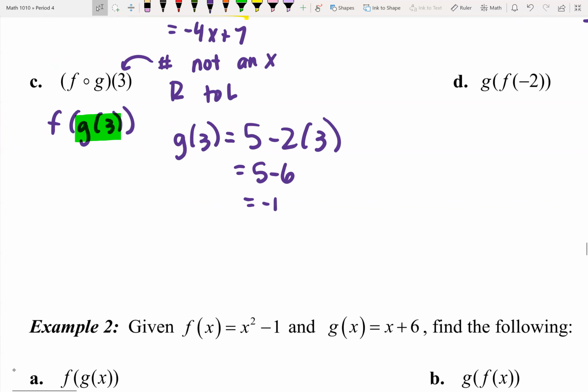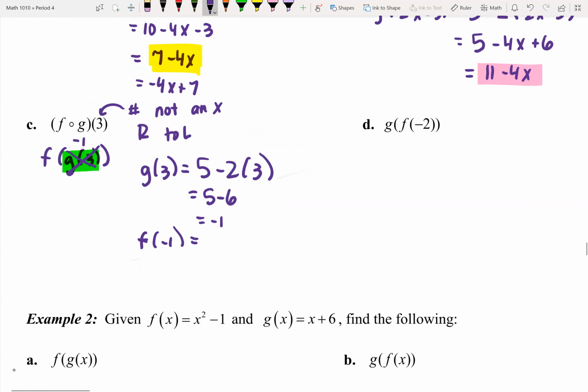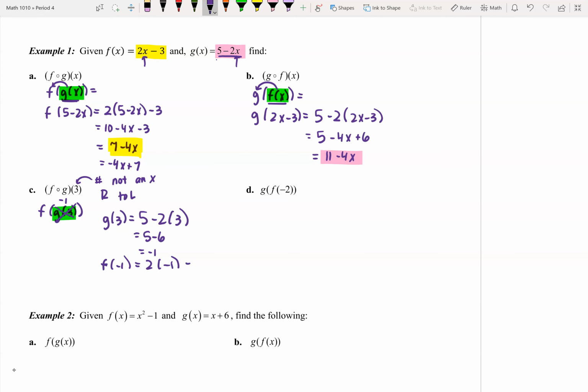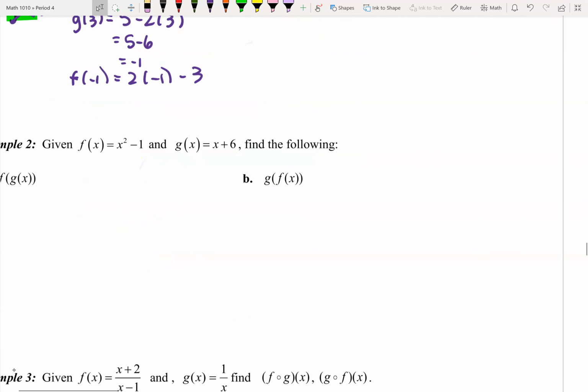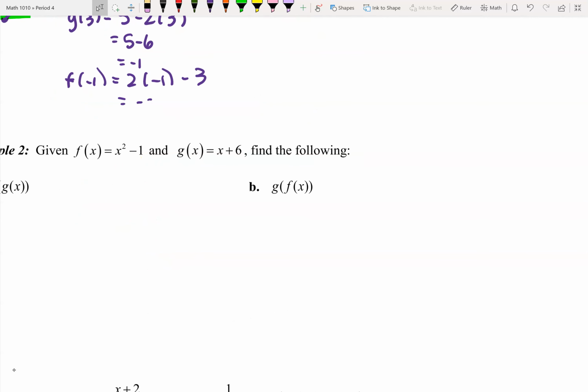So now, see this g of 3, guys? If I wanted to, I could cross it out and replace it with a negative 1, because that's what it's equal to. So now that I've found that, now I find f of negative 1. So I go into my f of x, which is the yellow one, put in a negative 1. So it's 2 times negative 1 minus 3. Well, 2 times negative 1 is a negative 2, minus 3 is a negative 5. That's your answer, and you're done.